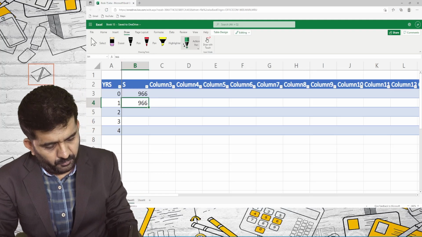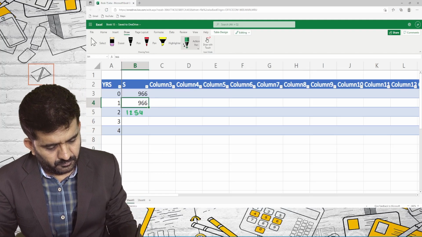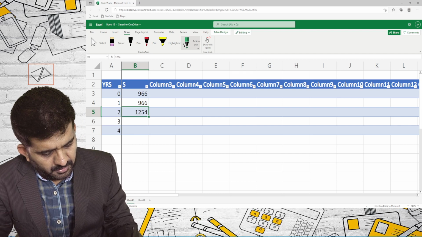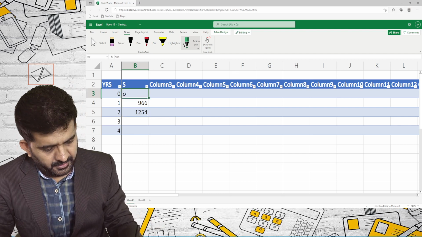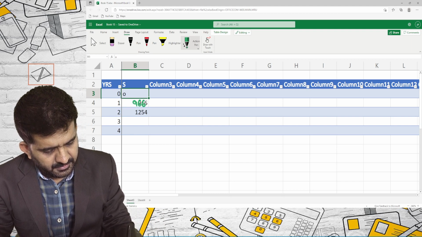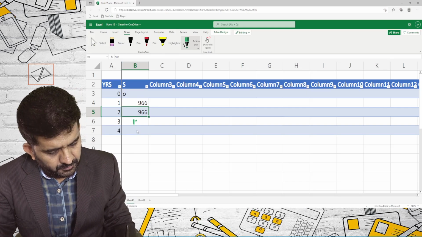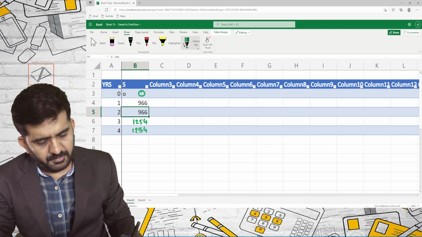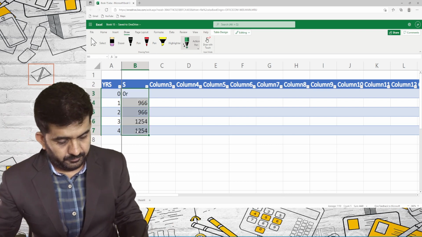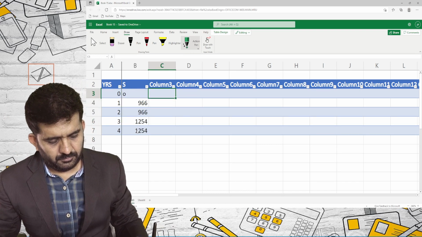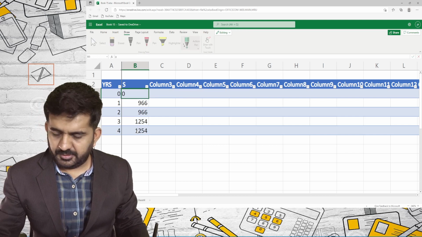1254. No, it will not be like this. This will be 0, it is at the end of year 0, right? This will be 966. This will be 1254. This will be 0. That is just 0. I think they are writing.